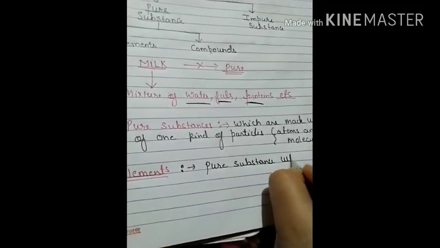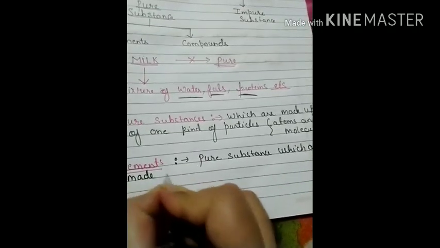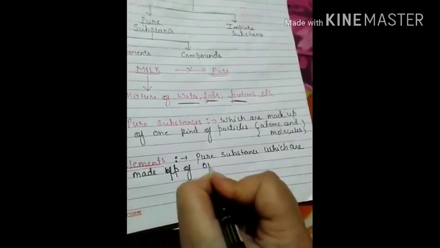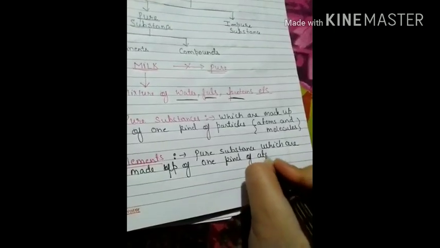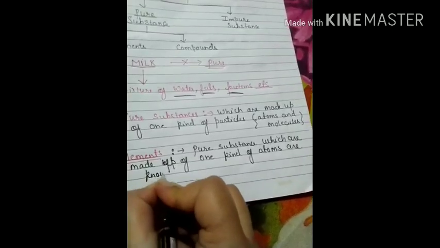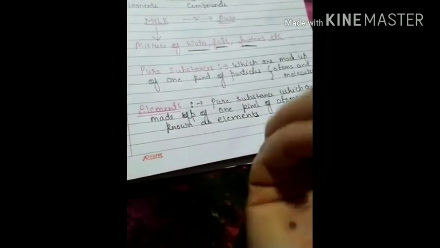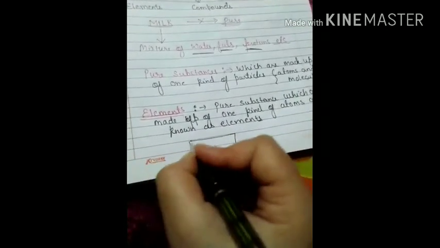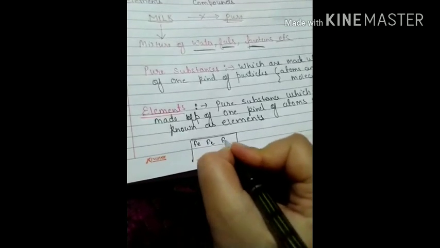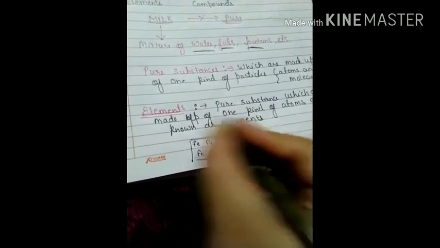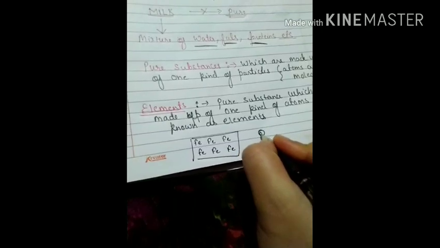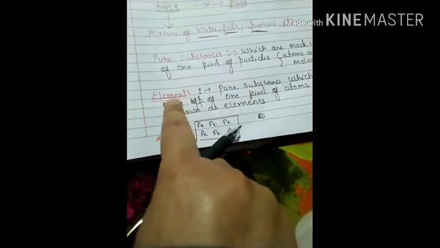So pure substances which are made up of one kind of atoms are known as elements. For example, if I take the element iron, it has atoms of iron only. If I keep on dividing this element, the smallest unit will be the atom. So the smallest unit of an element is the atom. Elements are pure substances made up of one kind of atom. Obviously this is a pure substance as it is made up of one kind of atom.